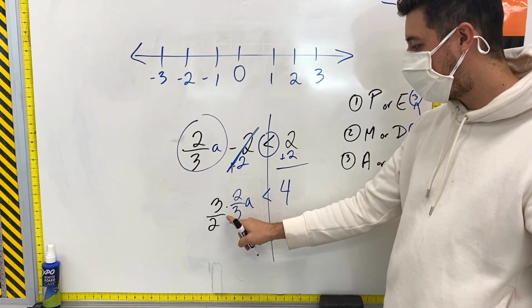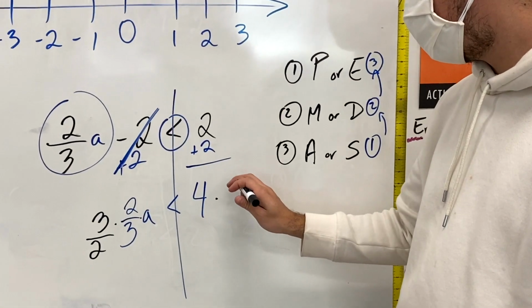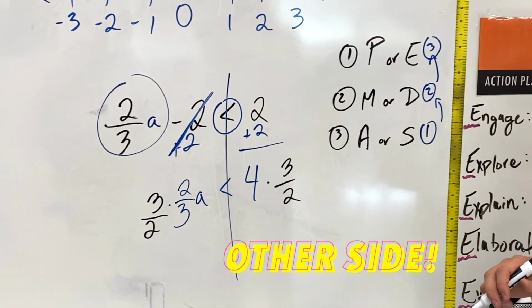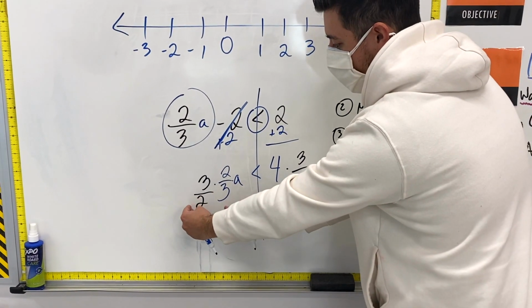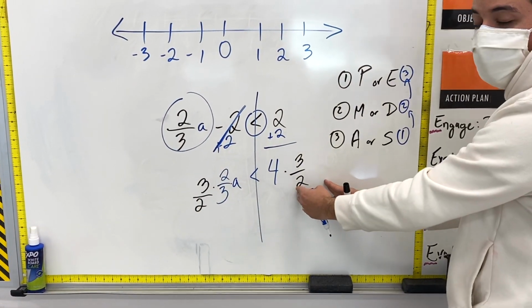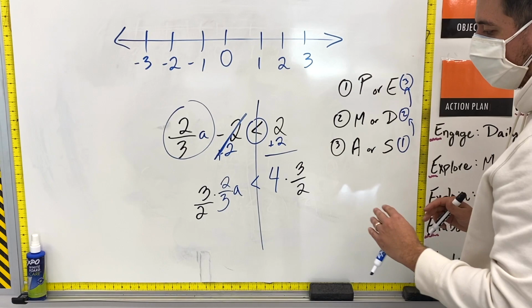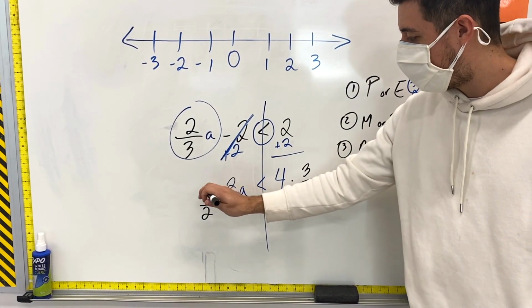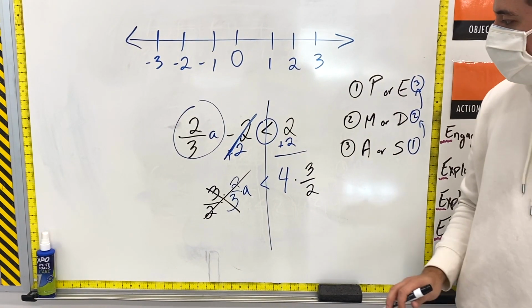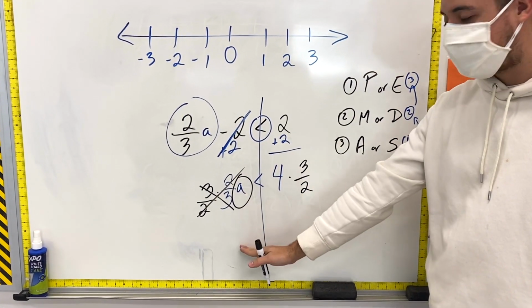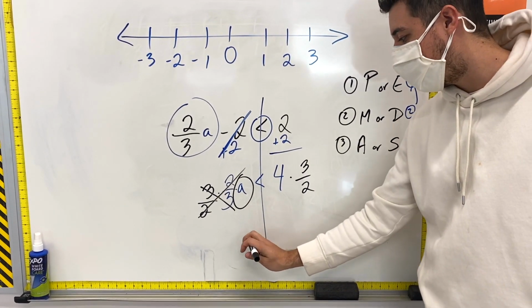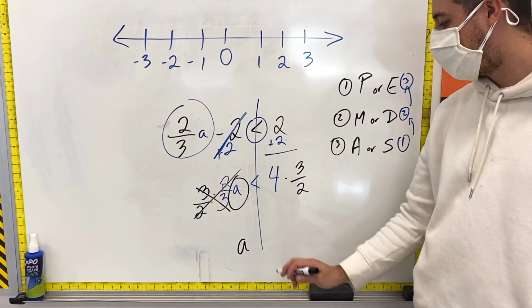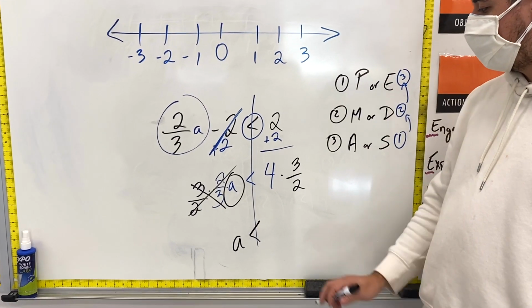Remember, what you do to one side, you do to the other side. So there we go. Multiplied by 3/2 over here, and multiplied by 3/2 over here. Now we have something going on right here. Take a look. These fractions all cancel each other out. So all we have left on the left side of this inequality is the letter a. So finally, we isolated that variable. It's by itself. A is less than.